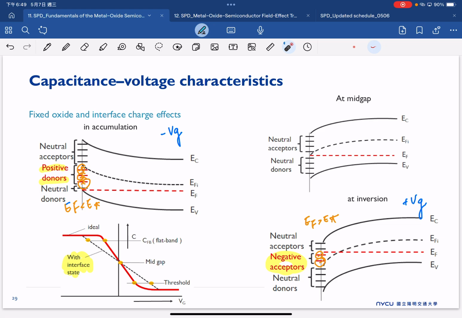So this is everything that the CV curve can help us to identify. If we see the flatband voltage shift, then we know there's a fixed charge that influences our CV characteristic. If we see the stretch of this CV curve compared to this ideal one, then we know there's some influence coming from the interface states.